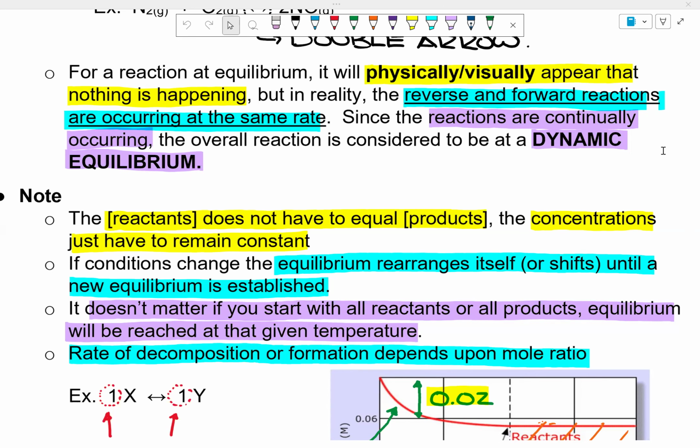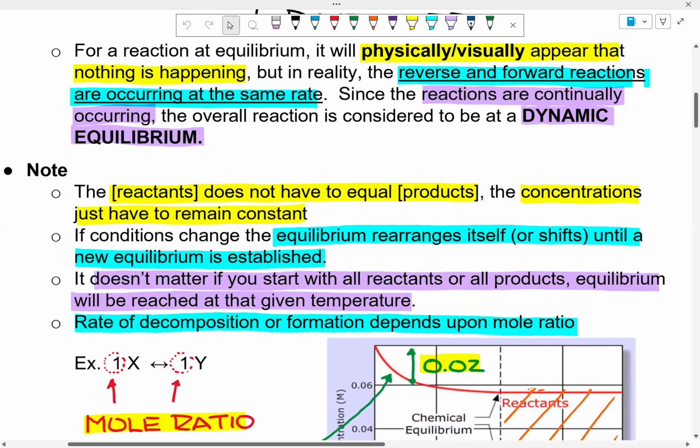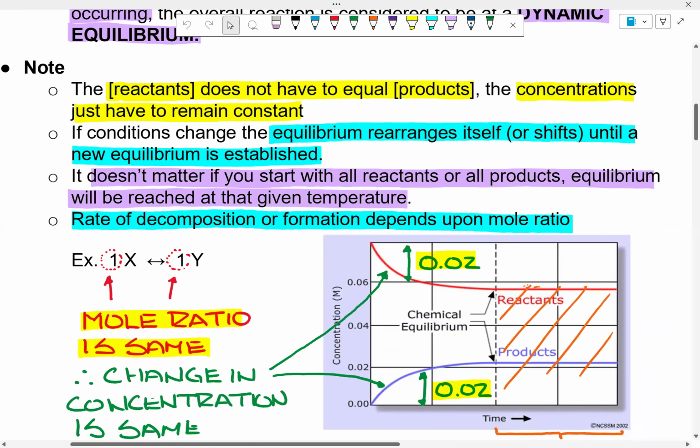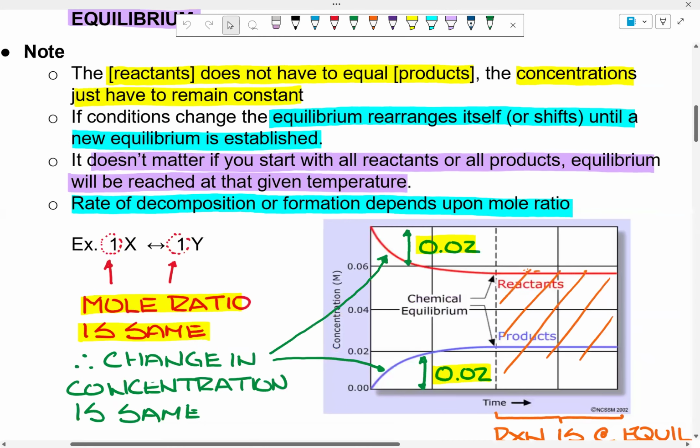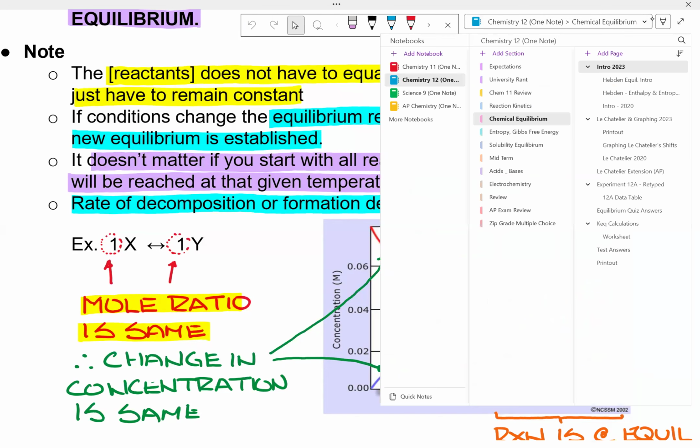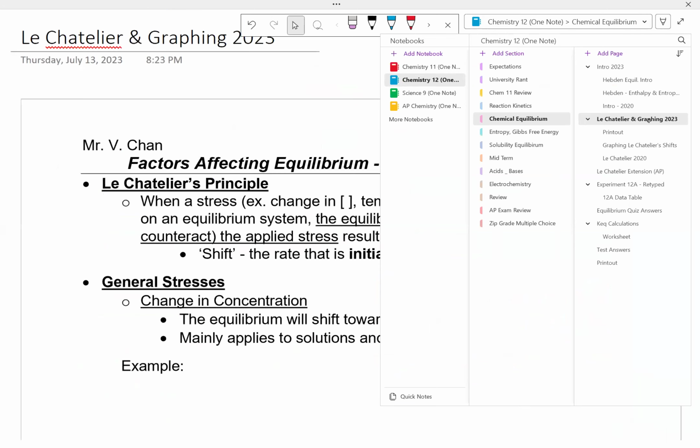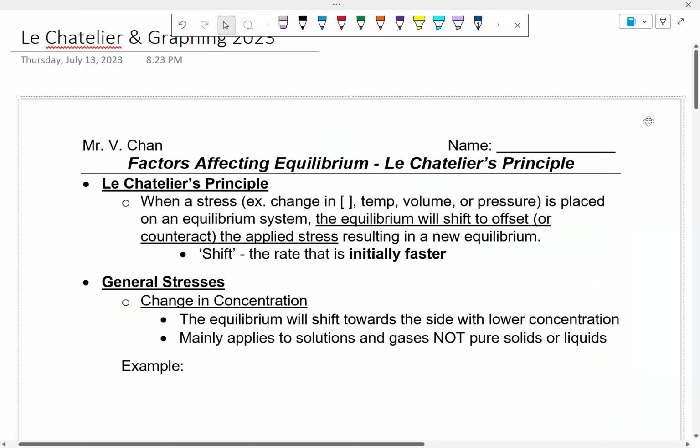And the one I want to focus on today is when I gave you the notes last day. Remember in the second bullet, it says here, if conditions change, the equilibrium rearranges itself or shifts until a new equilibrium is established. Now, what I want to do is focus on that specifically for today's lesson, the second bullet. And when we talk about this equilibrium rearranging itself, what we're focusing on is something called Le Chatelier's principle. Okay, so what is Le Chatelier's principle?